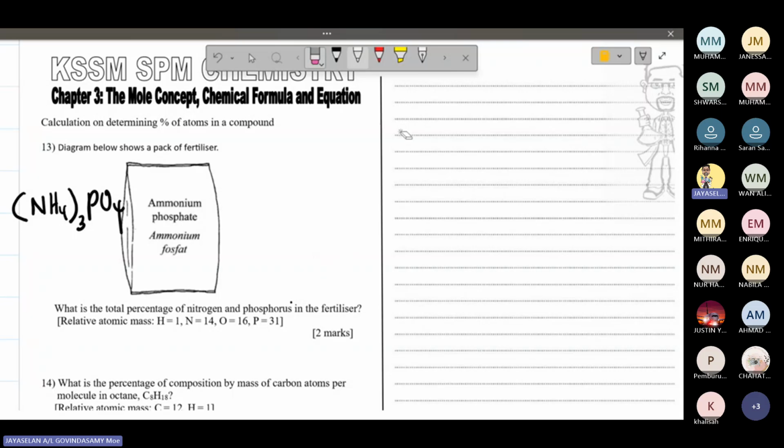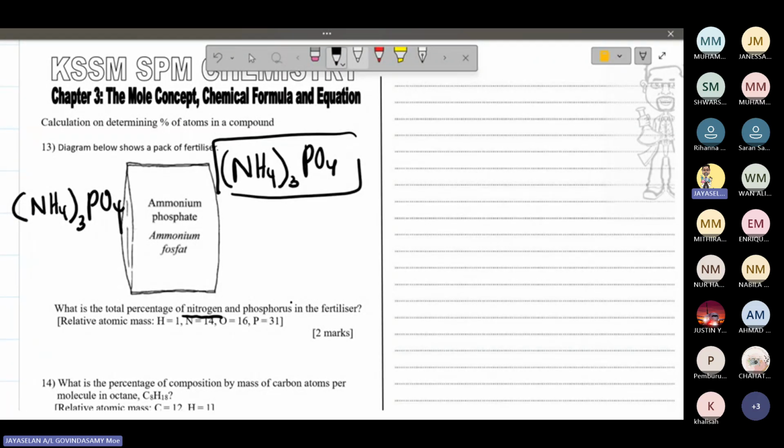You already score 1 mark. Okay, now they want you to find what? Read the question. Find what is the percentage of nitrogen in phosphorus fertilizer. So kamu ada formula macam ni: NH4, close the bracket, 3, PO4. Dia tanya percentage of nitrogen. Okay, dalam compound ini ada berapa nitrogen? You see here, 3 right? It has 3 nitrogen atom.